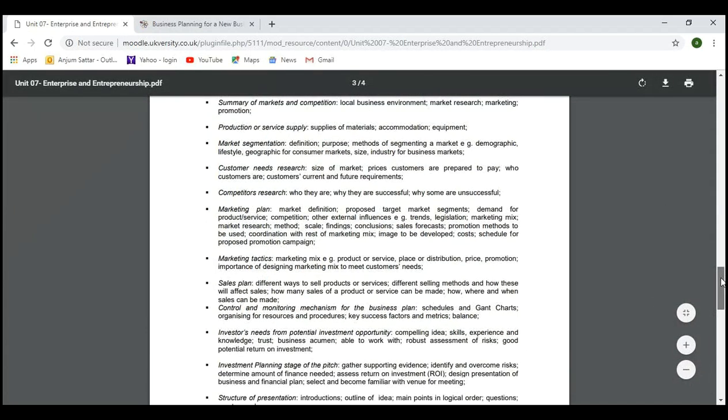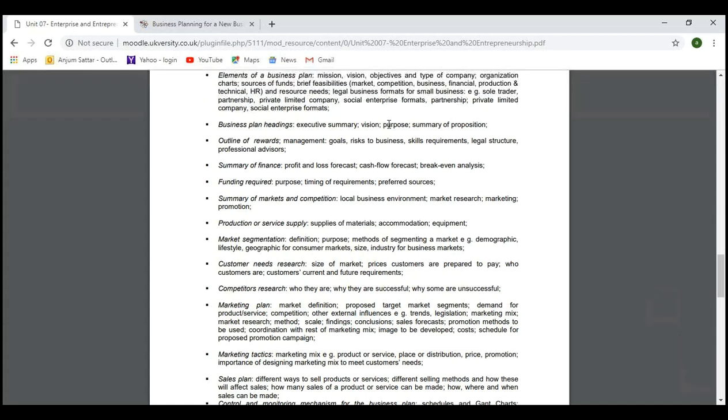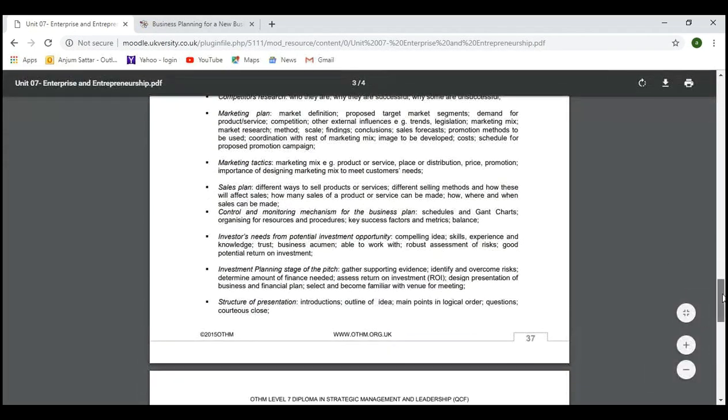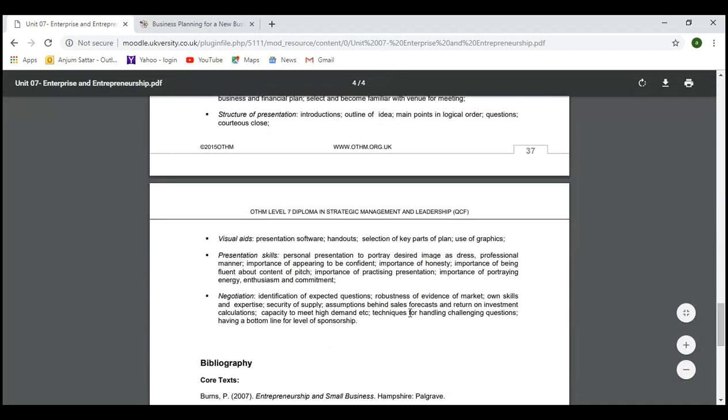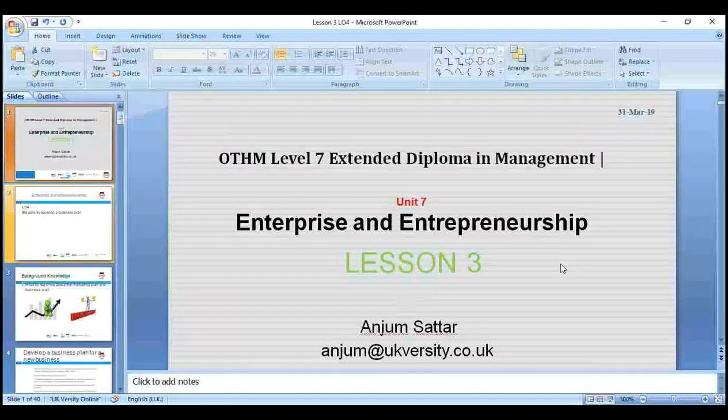In the business plan, we are looking at the overall business plan, like the executive summary, vision and purpose, and the value proposition. What are we supposed to do? All of these indicative contents will be part of our discussion. So we'll go through them and start the lesson now.